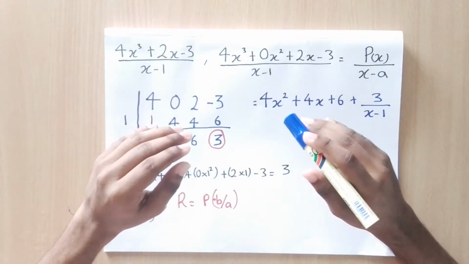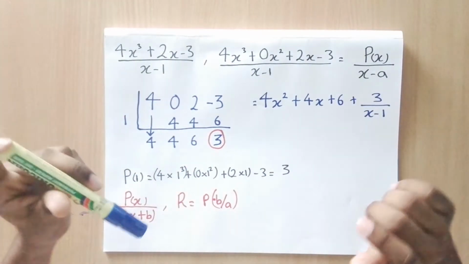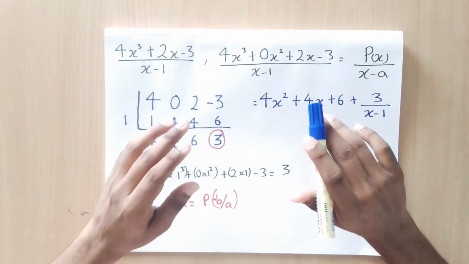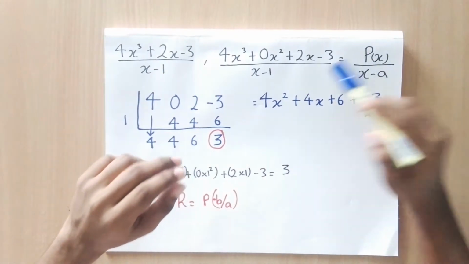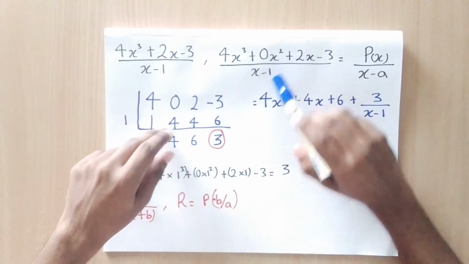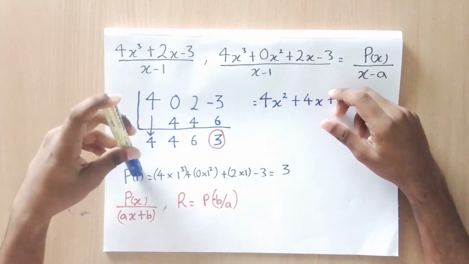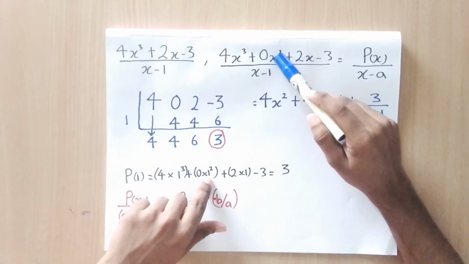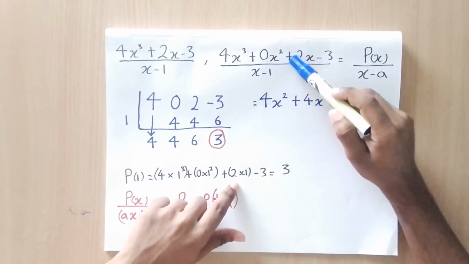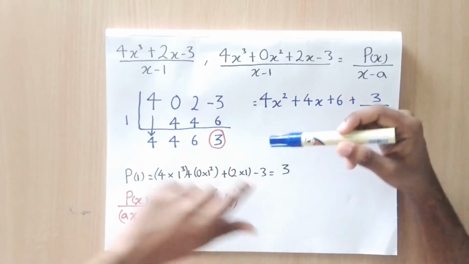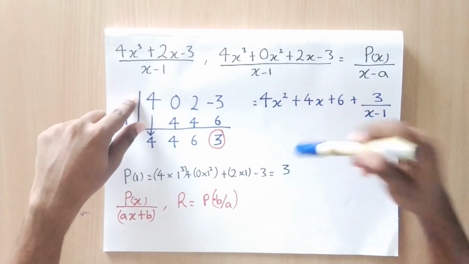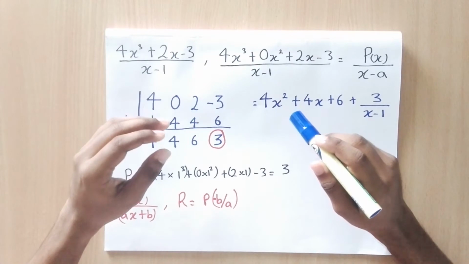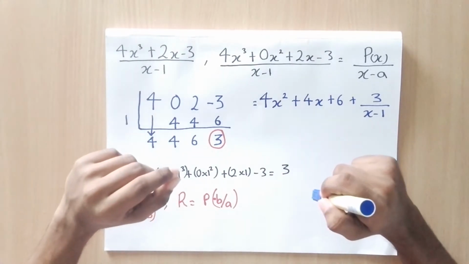We can also find the remainder in a simple and easy way using the remainder theorem. According to the remainder theorem, the remainder of a polynomial p(x) when divided by x minus a is p(a). So here a equals 1. So p(1) will be 4 into 1 cubed plus 0 into 1 squared plus 2 into 1 minus 3. This will give us the remainder 3. So that is how we find the remainder using the synthetic division method and the remainder theorem.